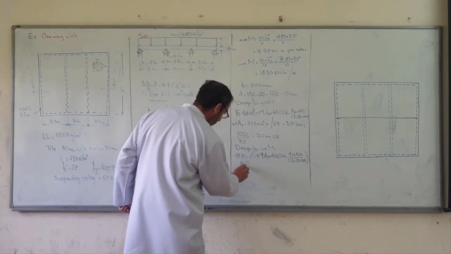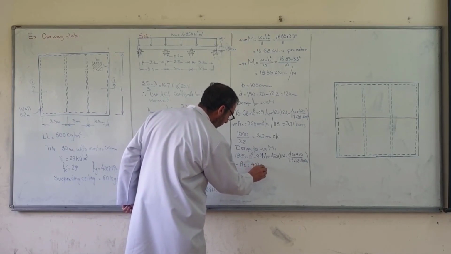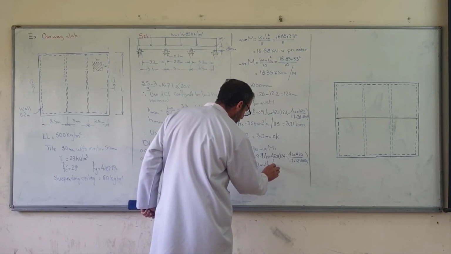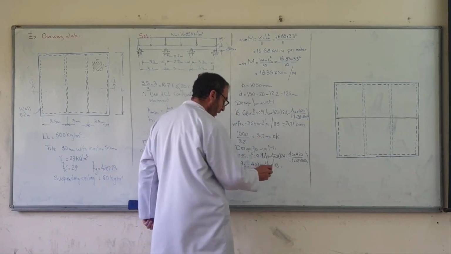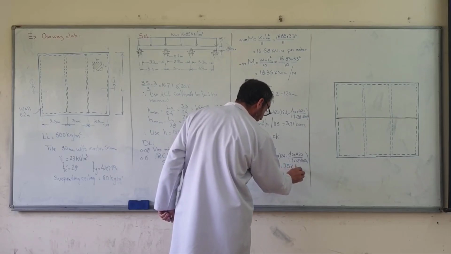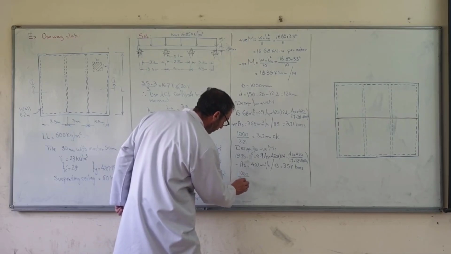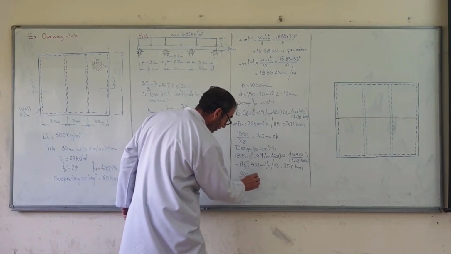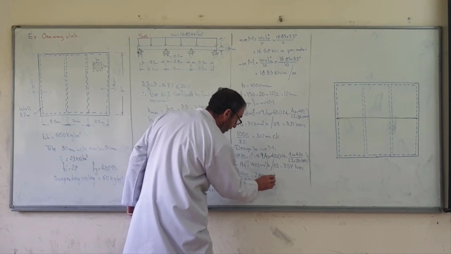We get As equal to 403 millimeter square per meter divided by 113, the area of phi 12. That gives 3.57 bars in 1 meter. 1,000 divided by 3.57 gives the spacing, about 280 millimeter center to center.